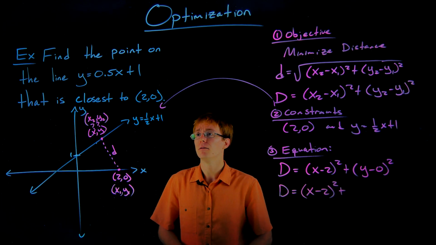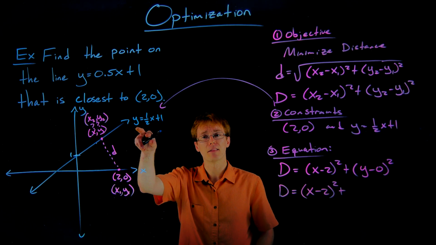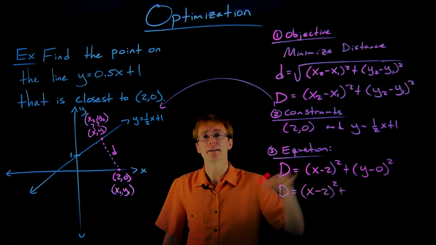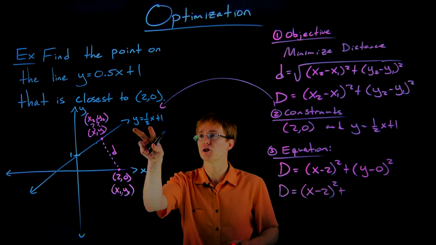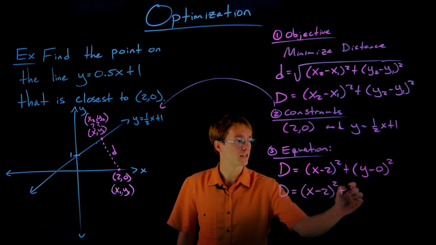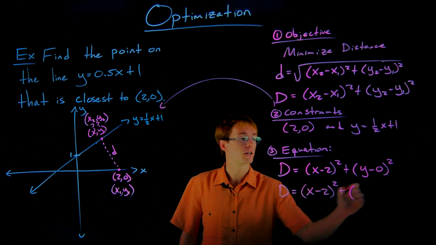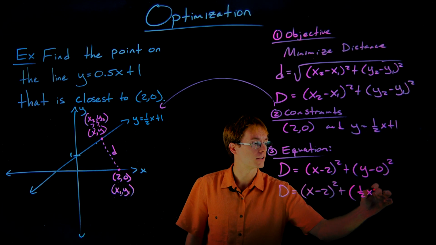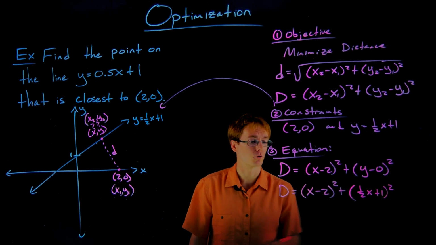And we can do that because we have this constraint that the point (x, y) in play here has to satisfy the relationship that y is always 1/2 of x plus 1. So instead of looking at y squared, we can look at (1/2 x plus 1) squared.